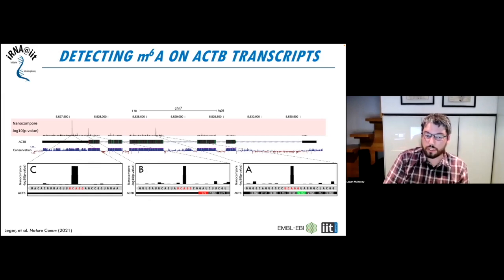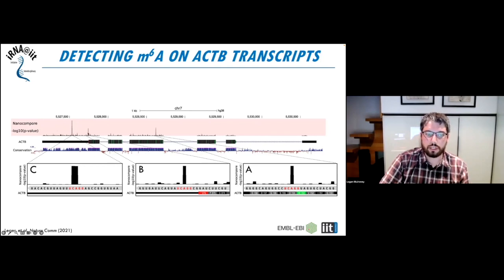And in human cells, when you knock down METTL3, you can find m6As. This is an example transcript of beta-actin, which is a reverse orientation gene, so you have the 5' end here on the right and the 3' end on the left. I'm overlaying the log transformation of the NanoCompore scores on top of the gene model annotation.